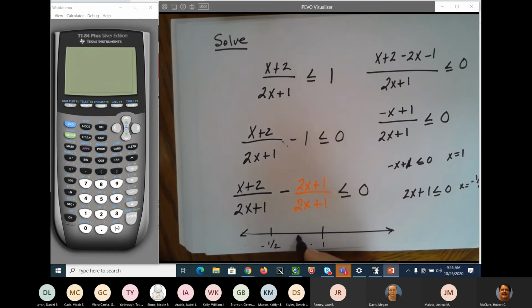So if I plug in 0, I get 2 over 1, so that's going to be positive. You're going to get positive answers here. And if I plug in 2, 2 plus 2 is 4, 4 over 5, so that's positive. And then down here, if I plug in a -1, -1 plus 2 is +1, that's going to give me a negative over here. Okay, so that's what you would do there.